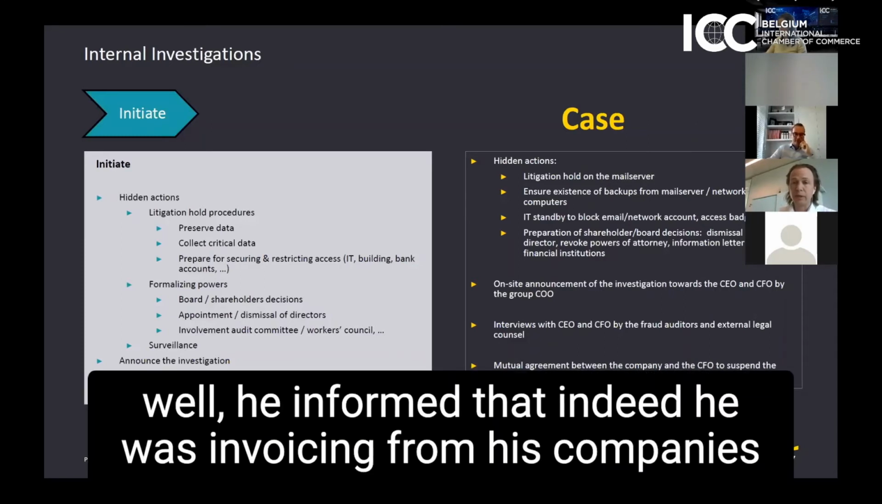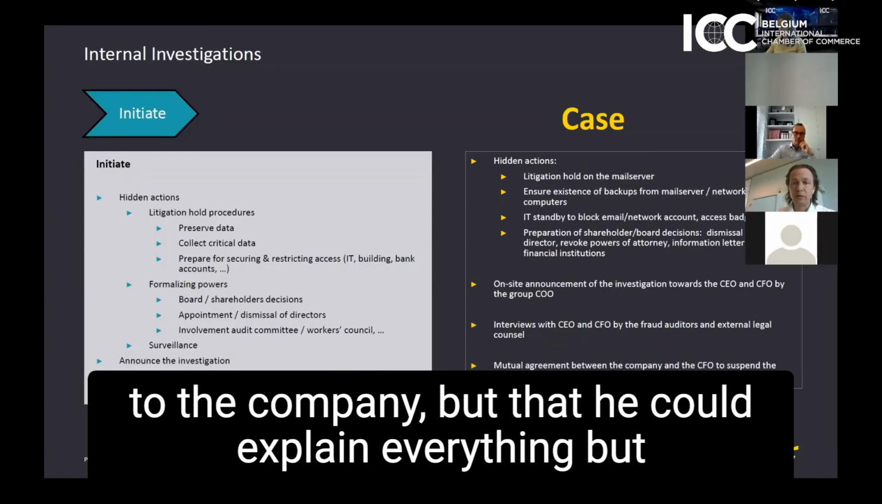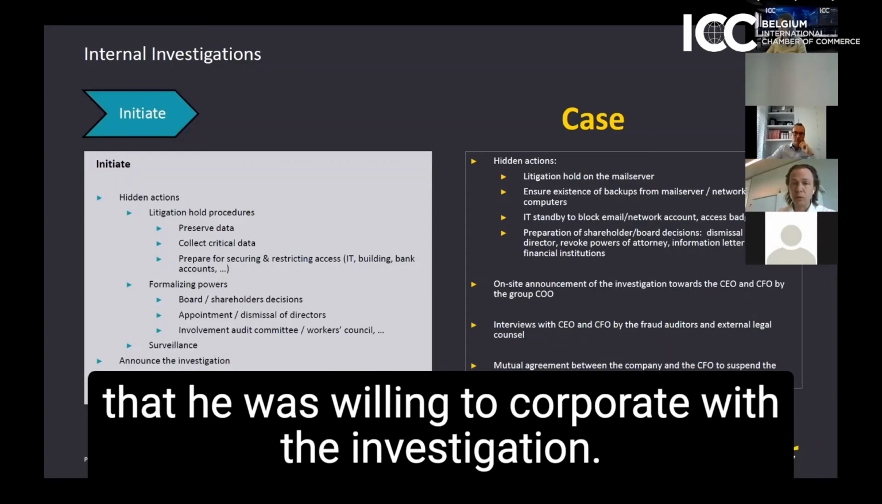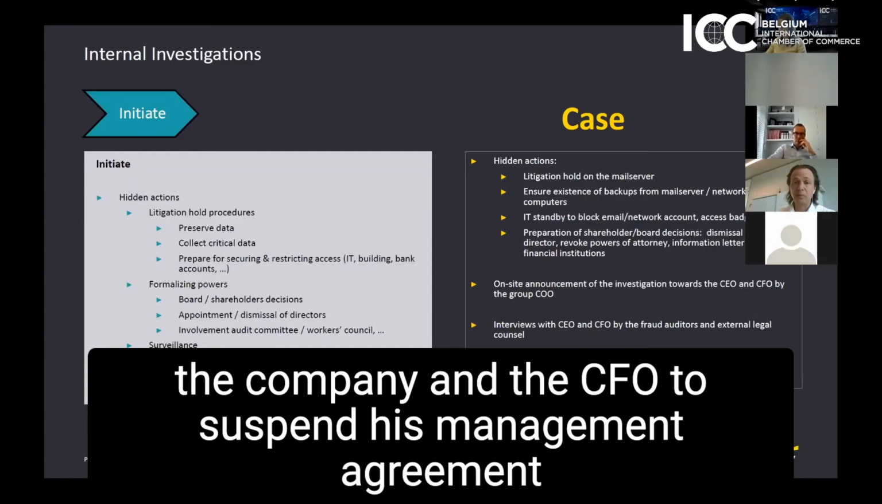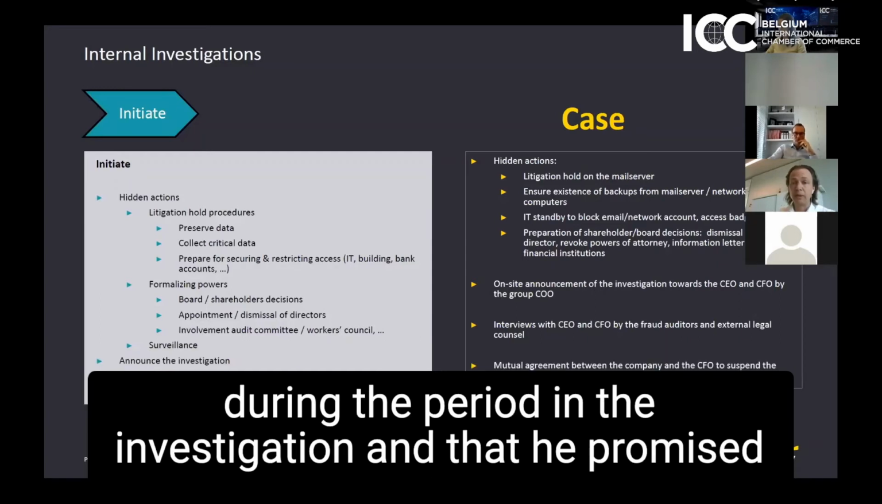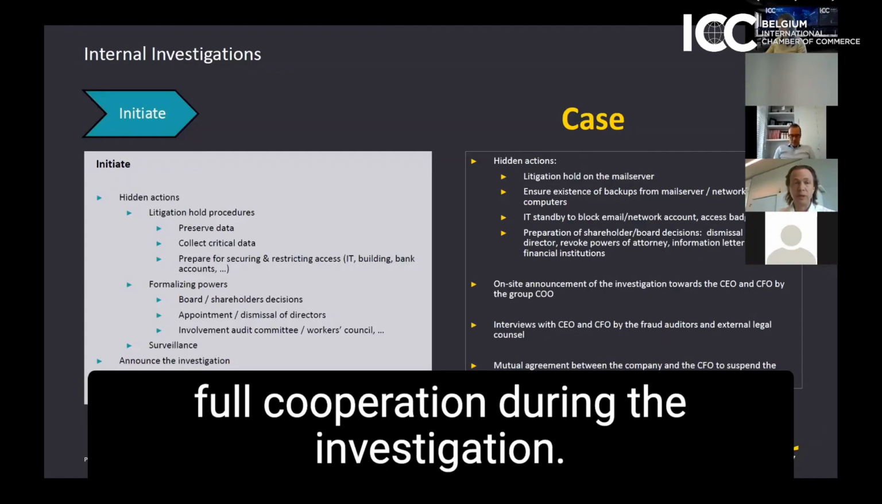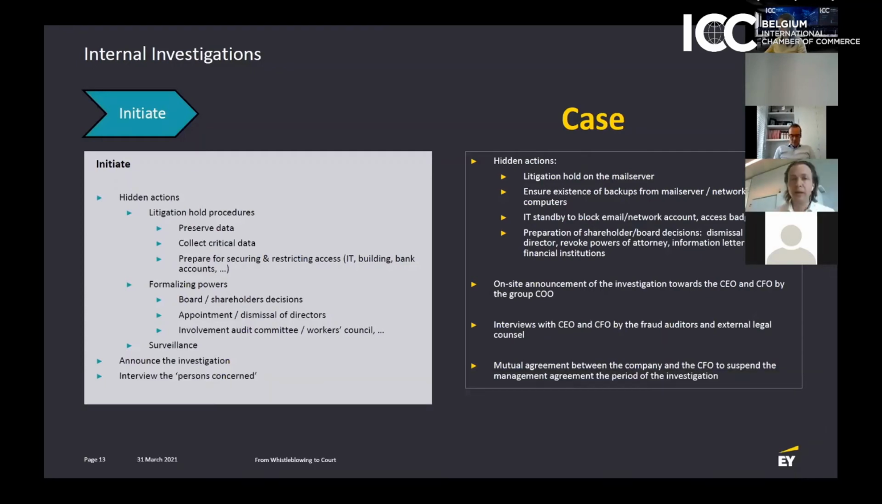CFO, well, he informed that indeed he was invoicing from his companies to the company, but that he could explain everything, and that he was willing to cooperate with the investigation. And then at that level, there was a mutual agreement between the company and the CFO to suspend his management agreement during the period of the investigation, and that he promised full cooperation during the investigation.